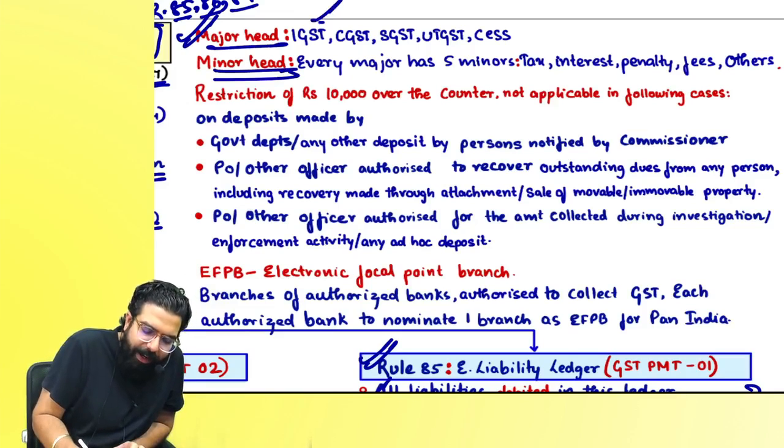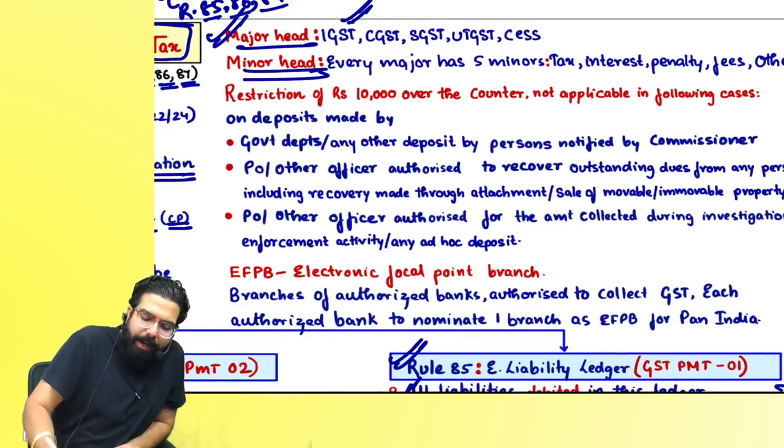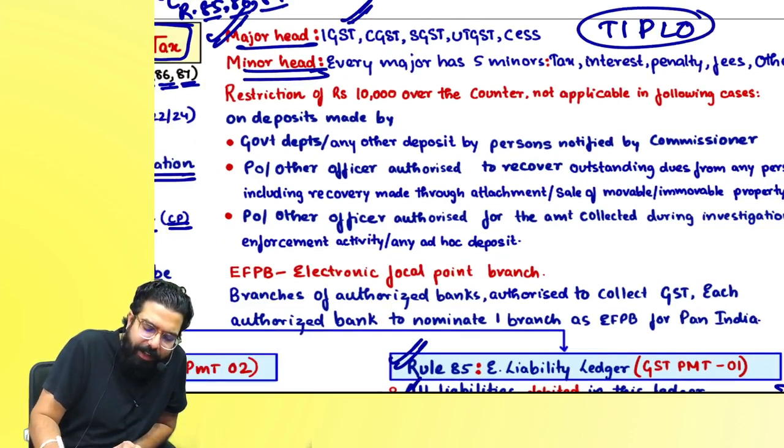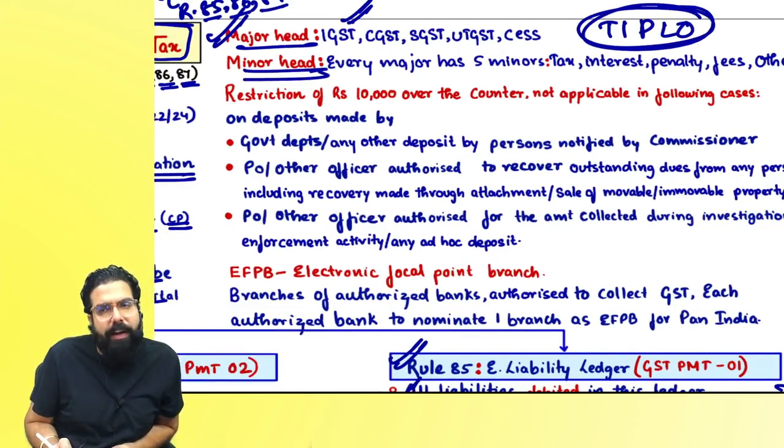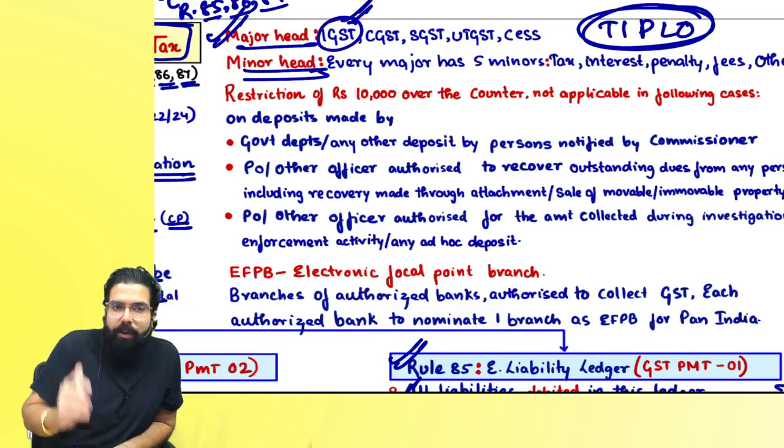Every major head has five minor heads: tax, interest, penalty, late fee, and any other amount. So every major head will have 5 minor heads.